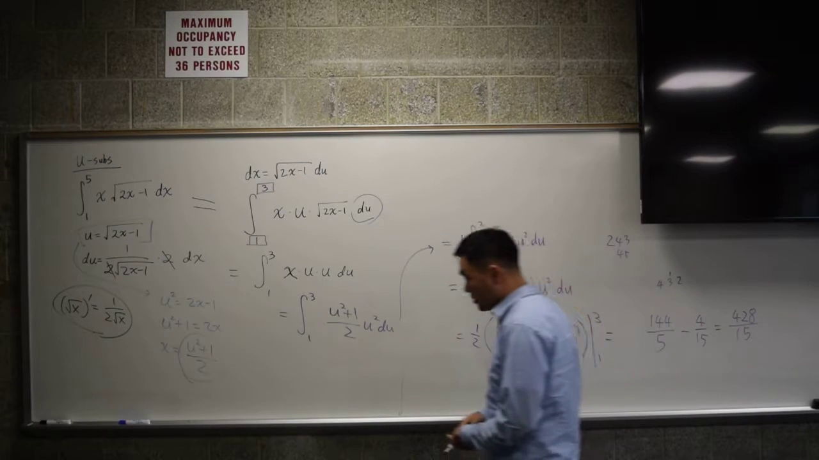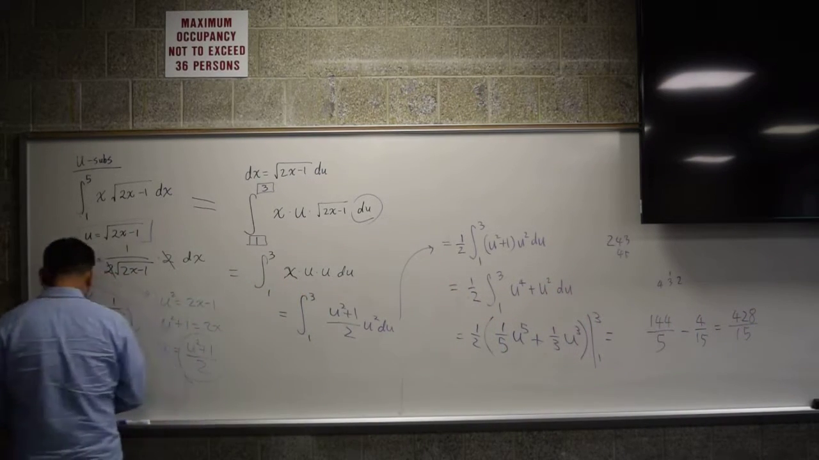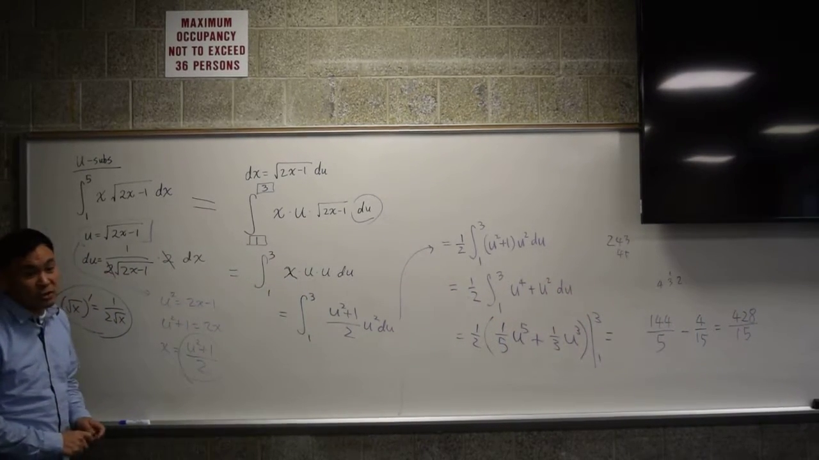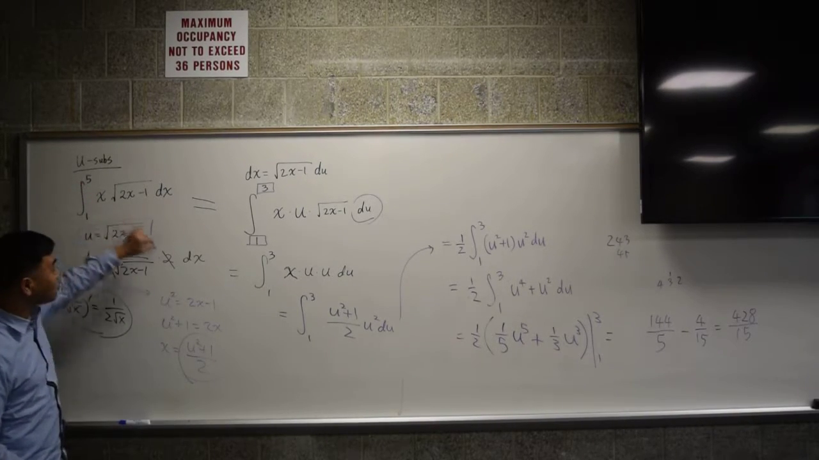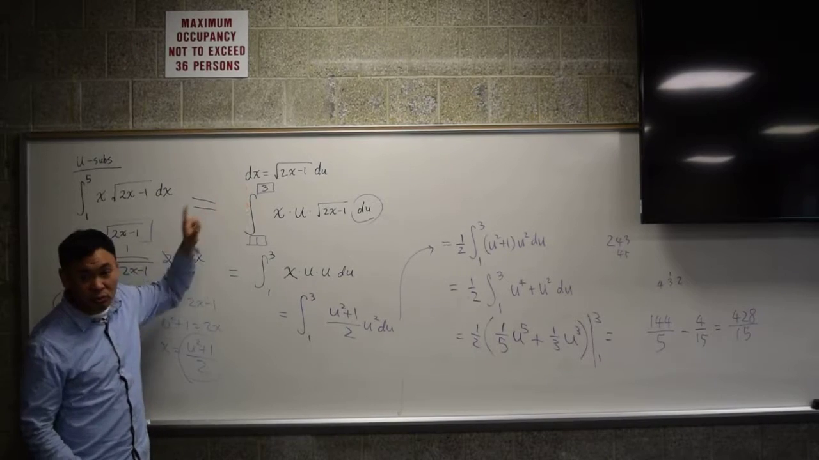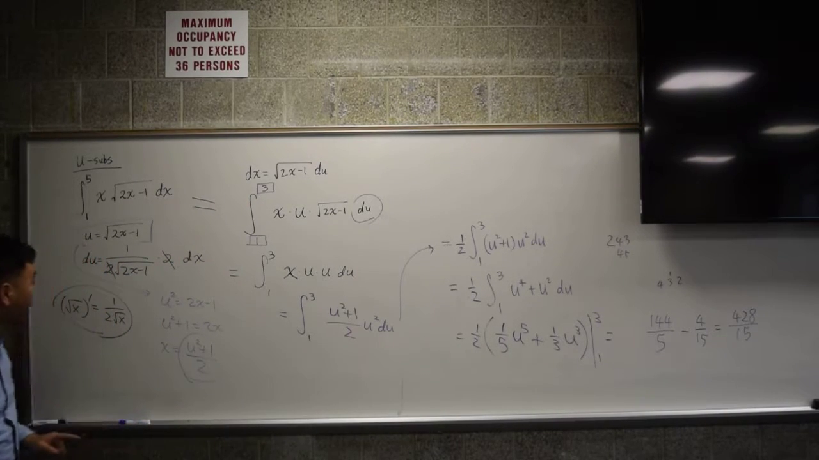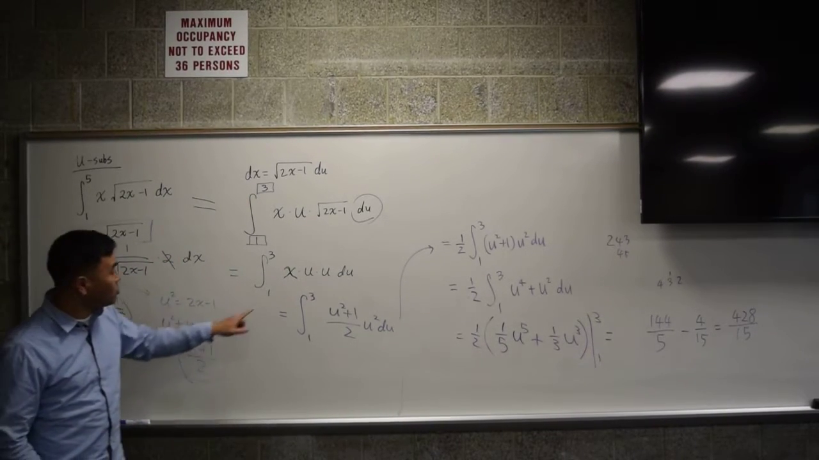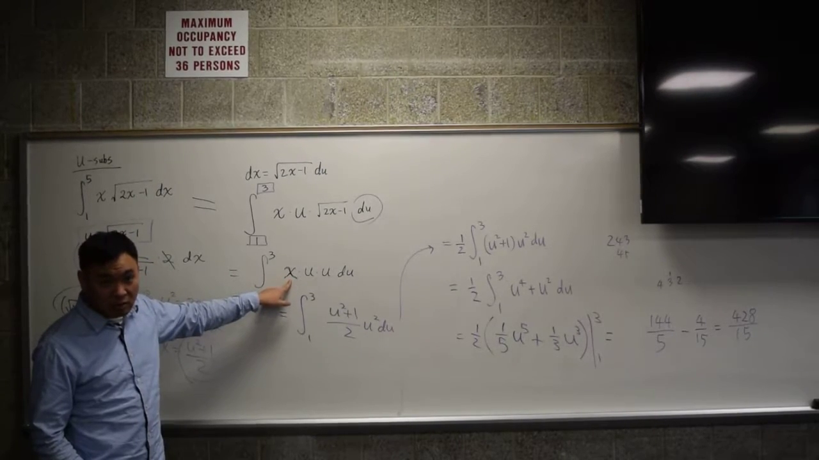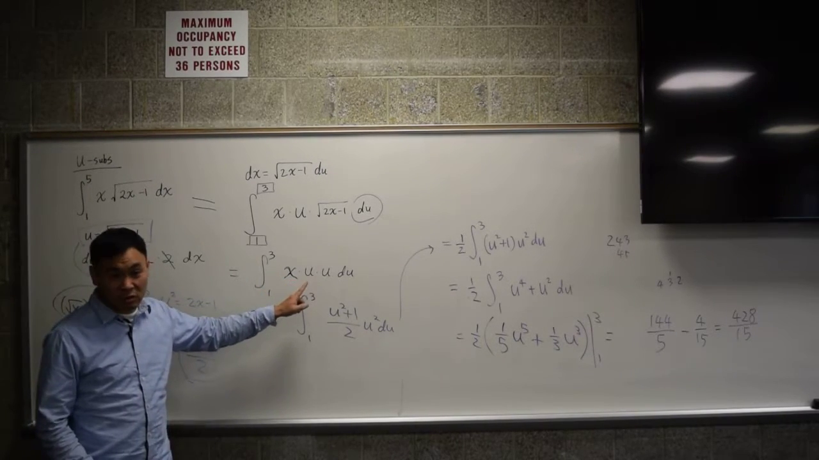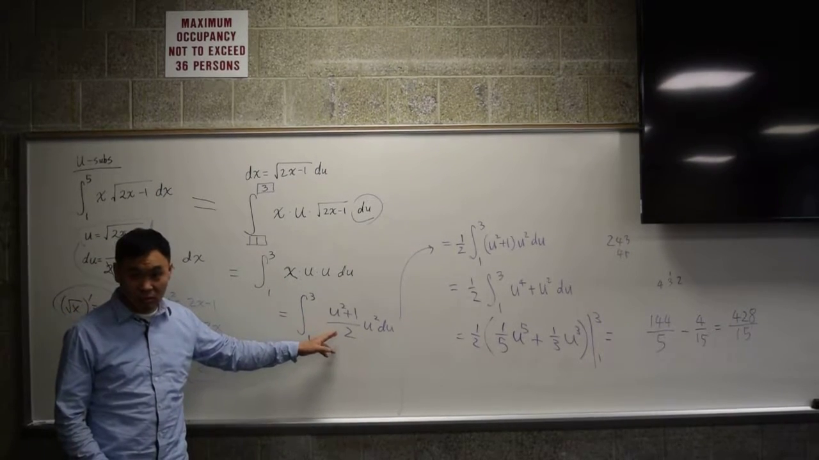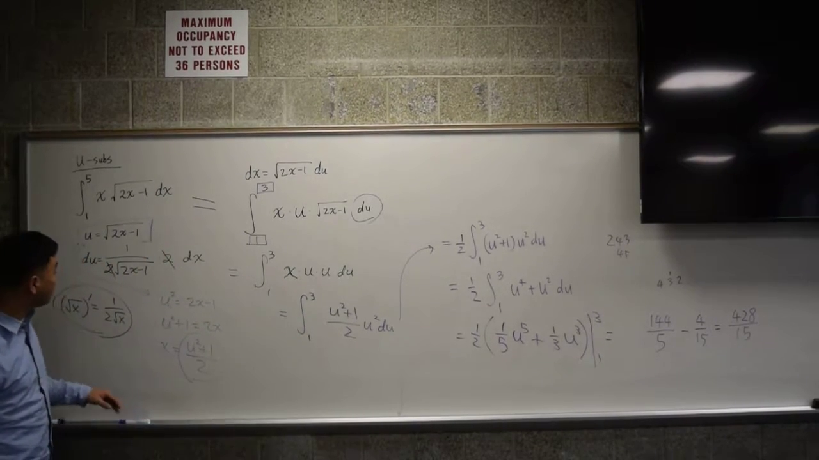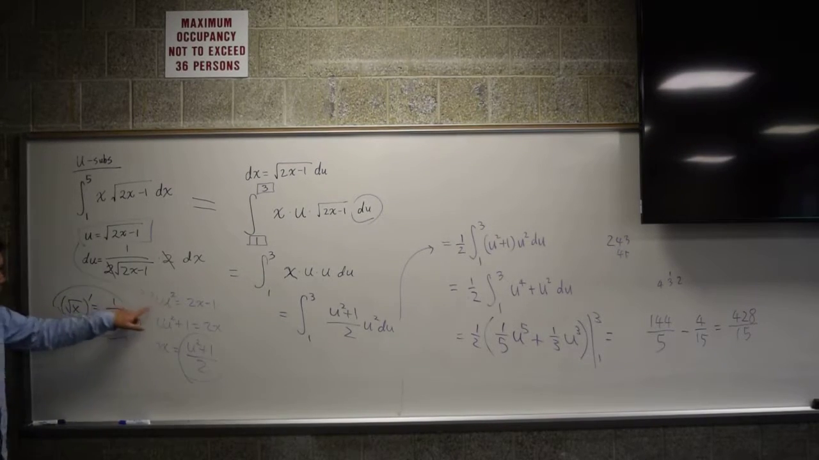And I really wanted you to learn 2 things out of this demonstration. One is that you have to really change the bounds when you do the u substitution. Second thing is, if you still have some x's lying around, you can't proceed with the integration. You have to make sure that everything is in terms of u. And the way you do it is by going back and solving for x.